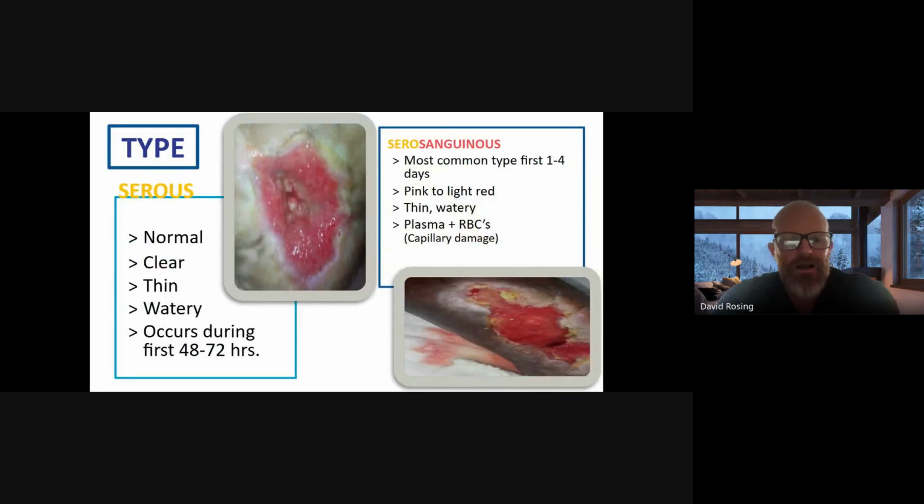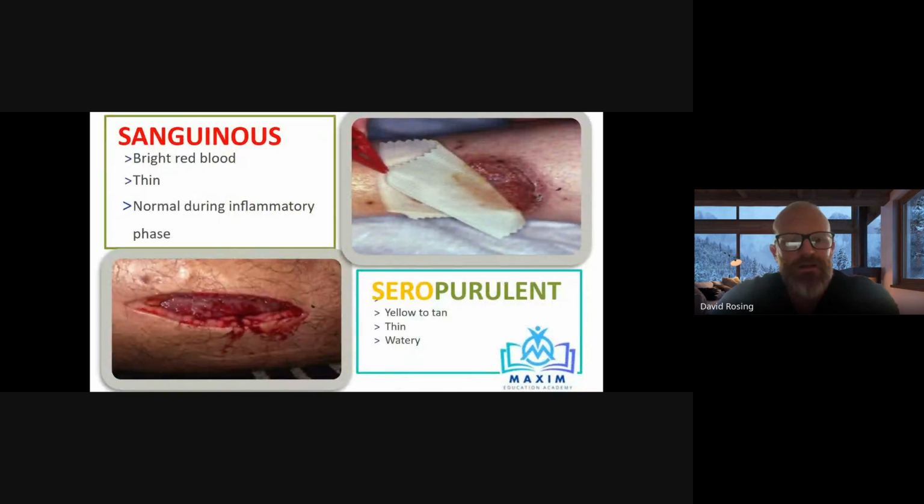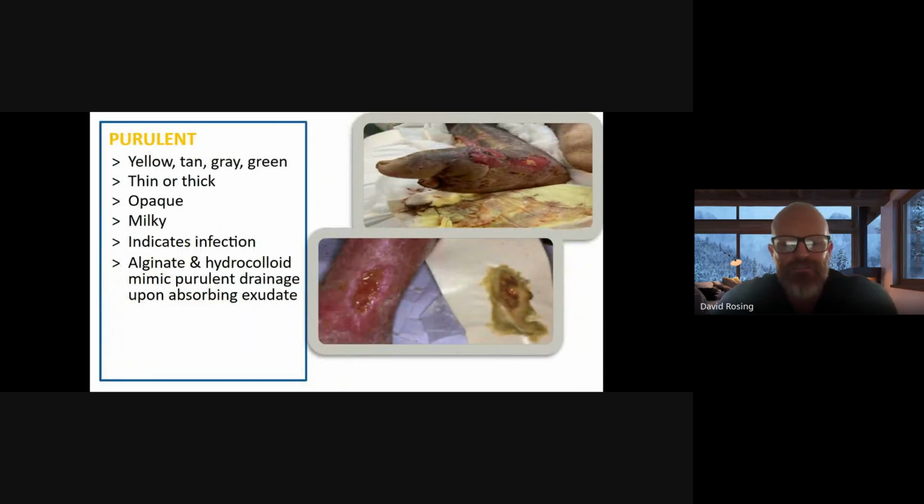The different kinds are serous, which is just a clear yellow, looks almost like apple juice. Serosanguinous is yellow, like urine, but it's got some blood tinge to it. That's one of the more common ones. Sanguinous is just bloody drainage. Seropurulent is not pus, but it's turbid yellow fluid. And then you've just got frank pus, right? So those are the different types of exudate.